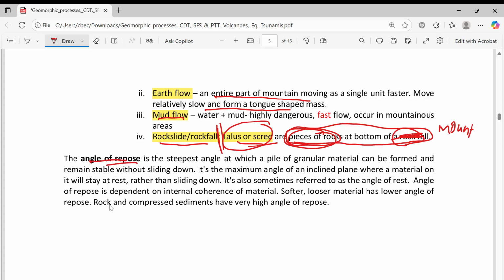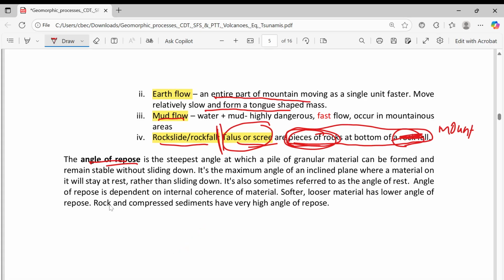Then angle of repose. Angle of repose means, for example, one sediment is there, at what angle it should be so that it will not come down and will stay stable. For example, some rocks are there, some slope is stable. Then what must be the angle for that slope to be stable? That is angle of repose. Angle of repose is also called angle of rest.